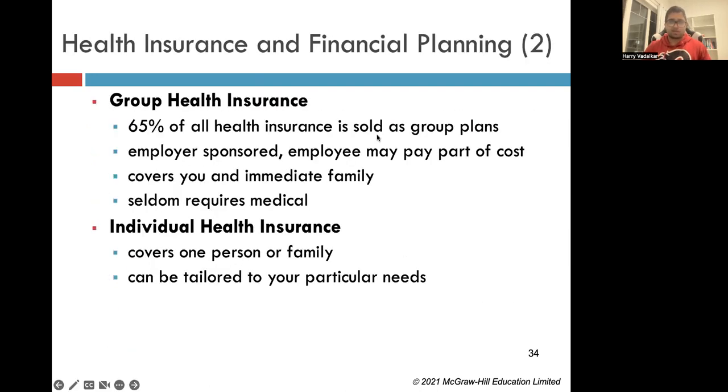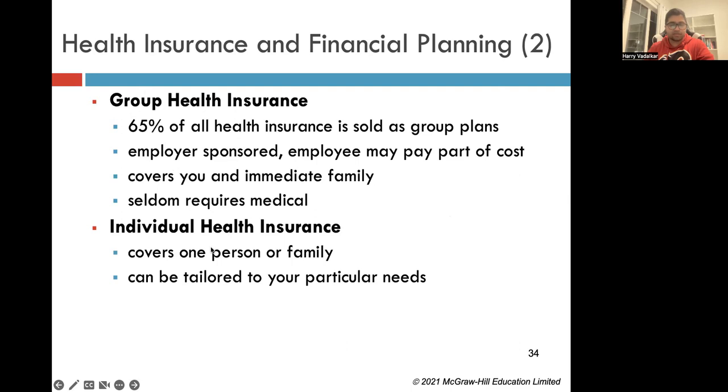Okay, so who provides healthcare in Canada? 60% of all health insurance is sold as group plans. That is, it is provided by the employer you're working with. It is employer sponsored. Employees may pay part of the cost, but mostly the cost is sponsored by the employer. It covers you and the immediate family. It doesn't require any medical.